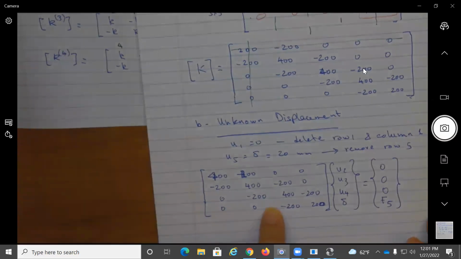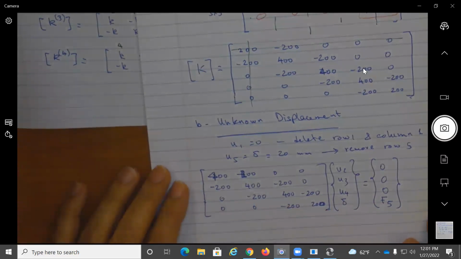Now I want to remove row 5. So in order to remove row 5, I'm going to take the 5 column, multiply it by delta, and subtract it from the F.